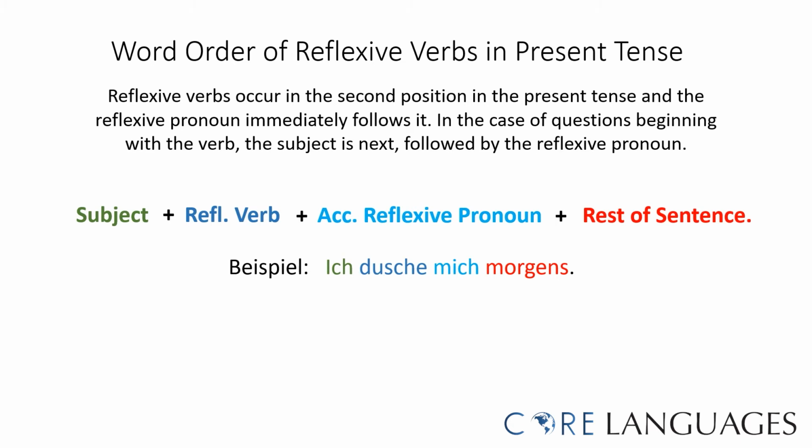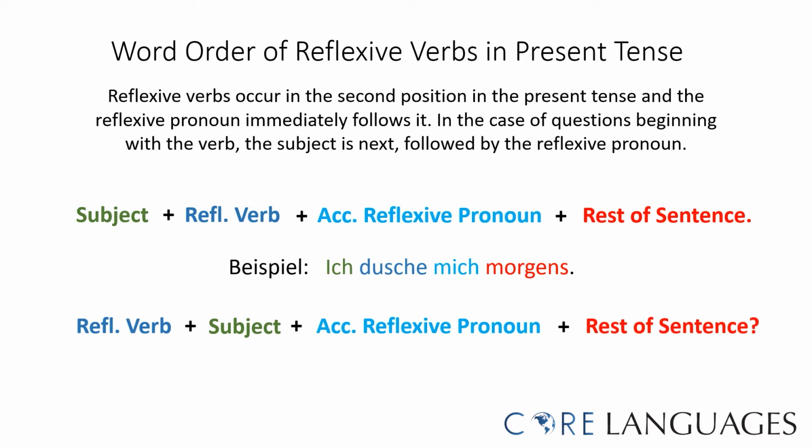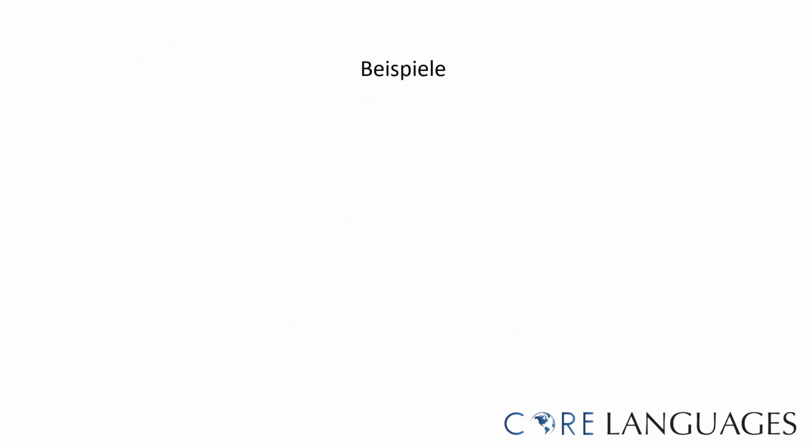But we can also form questions, in which case we would start with the reflexive verb, followed by the subject, then the accusative reflexive pronoun, and then the rest of the sentence. For example, duschst du dich morgens? Do you shower yourself in the mornings? Here are some more Beispiele of sentences using reflexive verbs that use the direct object.